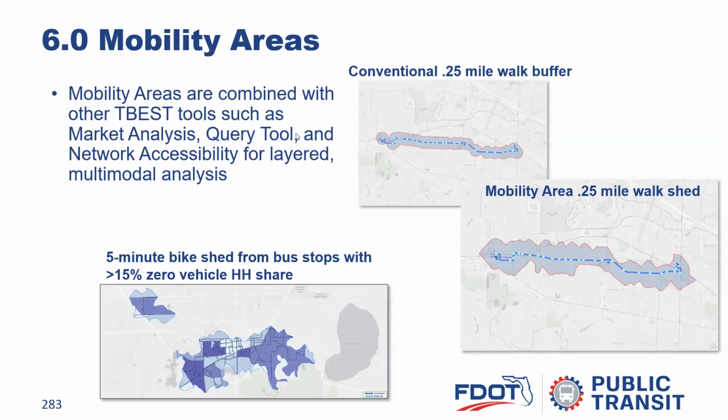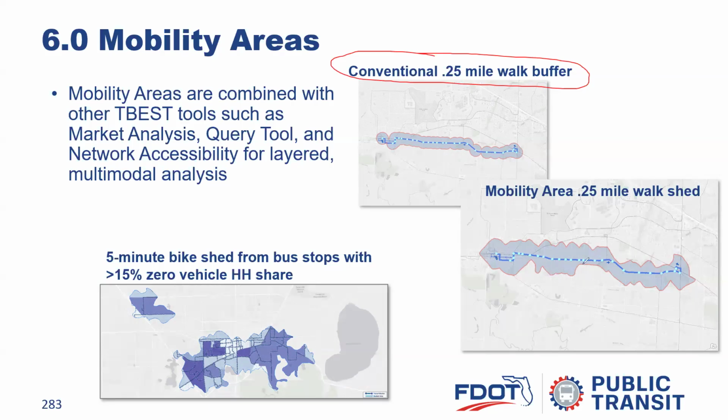So mobility areas are combined with other TBEST tools such as market analysis and the query tool, network accessibility for layered multimodal analysis. So just in terms of what a walk buffer looks like versus a walk shed. The conventional 0.25 mile walk buffer looks something like this, where you can see the circular patterns around the stops. Whereas that same set of stops, if you run the walk shed, they look very different, right?